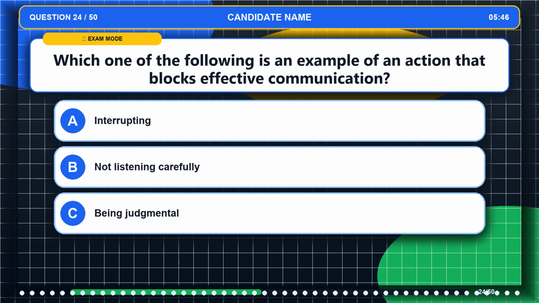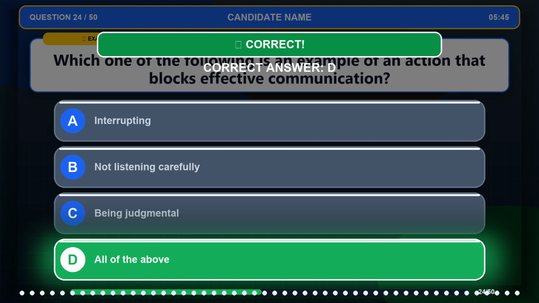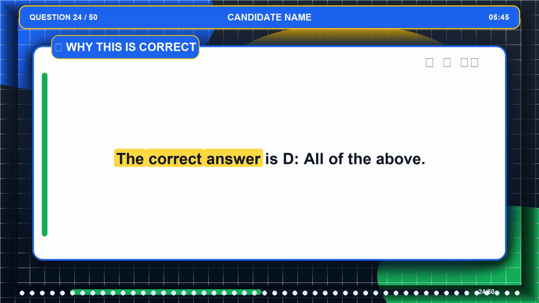Question 24. Which one of the following is an example of an action that blocks effective communication? Option A, interrupting. Option B, not listening carefully. Option C, being judgmental. Option D, all of the above. The correct answer is option D, all of the above.